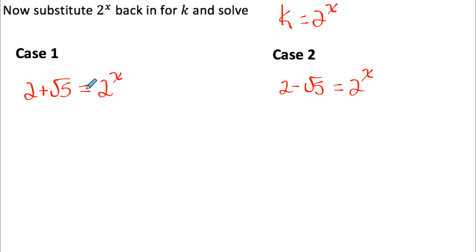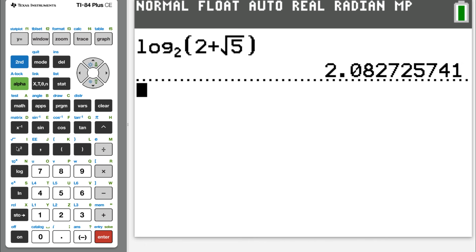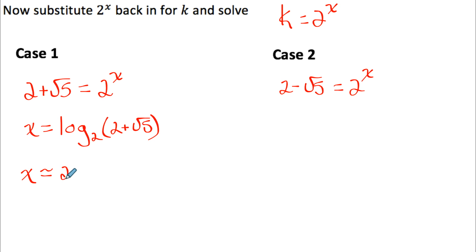So in case 1, we're trying to find the exponent that goes on 2 to get 2 plus root 5. We can use a logarithmic expression to find that. So convert this to logarithmic form. It would be x equals log base 2 of 2 plus root 5. And let me evaluate that. And I get 2.08 approximately. There's one solution.